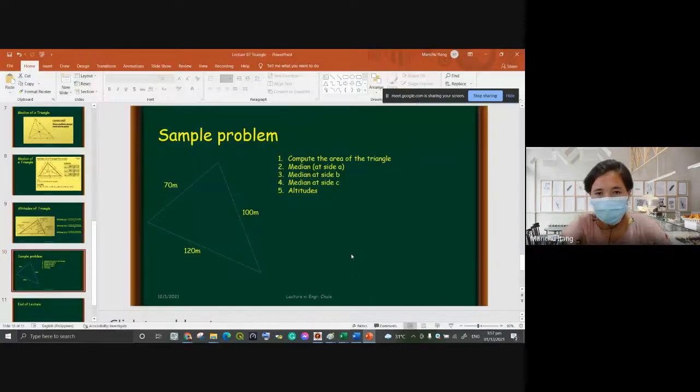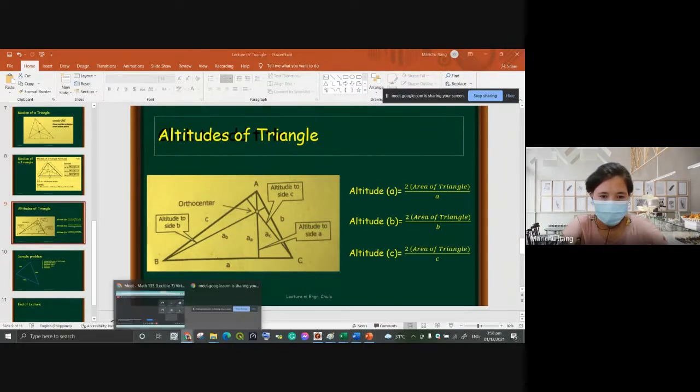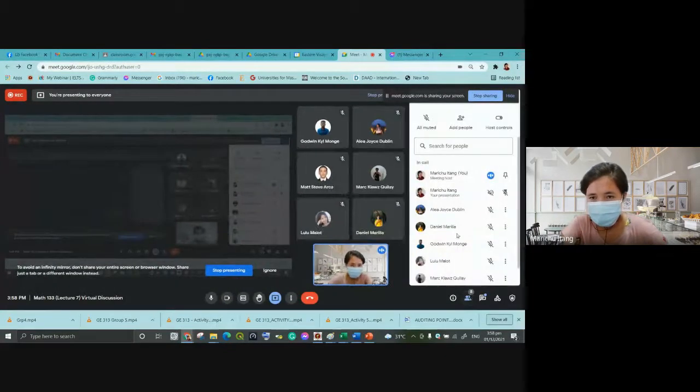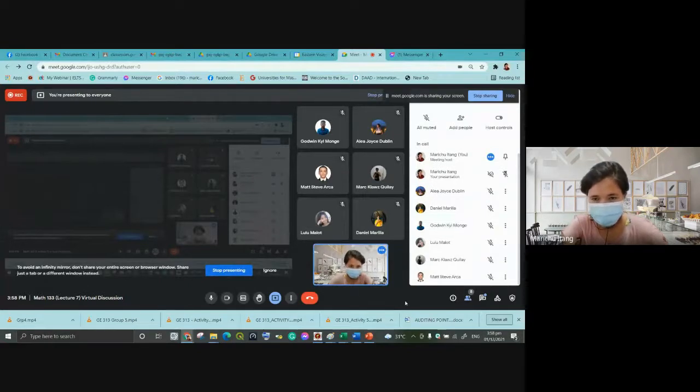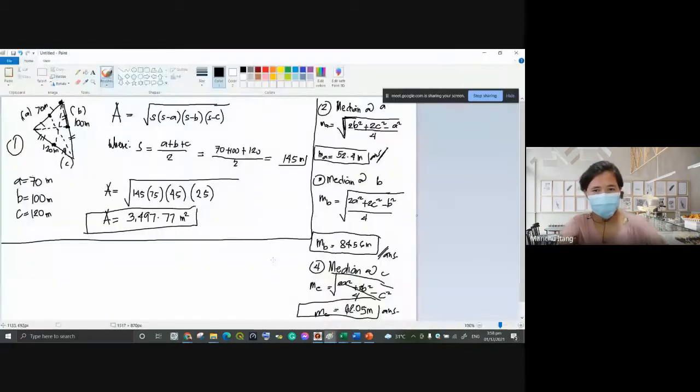How about the altitude? Compute the area of the altitude since we already have the area, right? So we already have the area, so it is easy to solve for our altitude. Monghe, Kilay, okay? Very good. Can you dictate your solution, Kilay? You can open your mic, please.